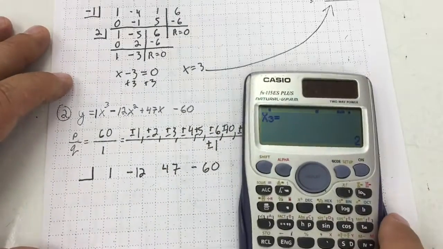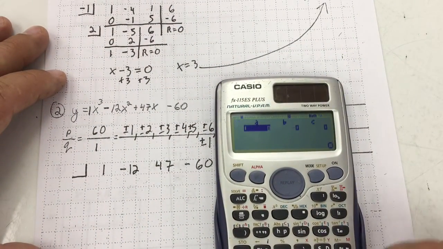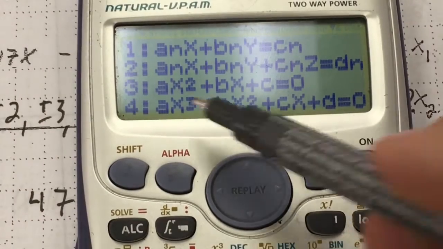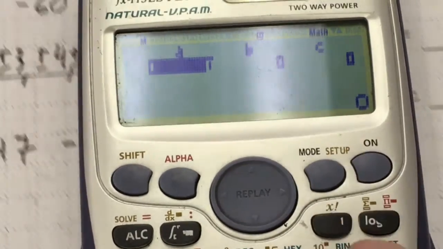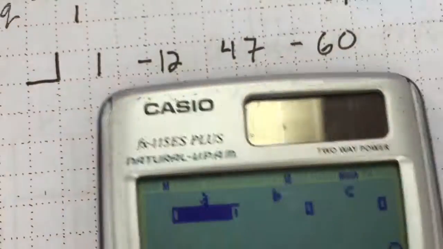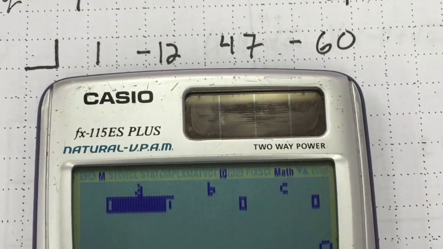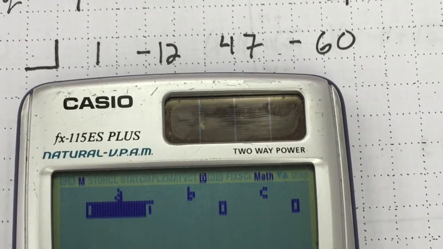I'm going to cheat up on the Casio. It's always nice to have. So I'm going to hit AC to clear that out. And then I go to 5 for equation, and 4 because it's an x cubed. And that wants the coefficients, or these numbers from the synthetic process. So I have them there. I have 1, negative 12, 47, and negative 60. So for A, I put the 1. I hit equals and it moves over.